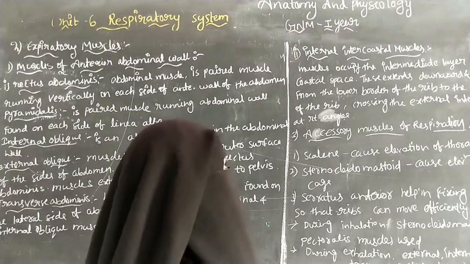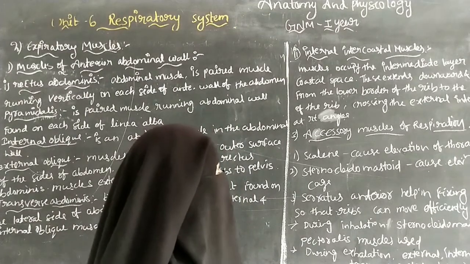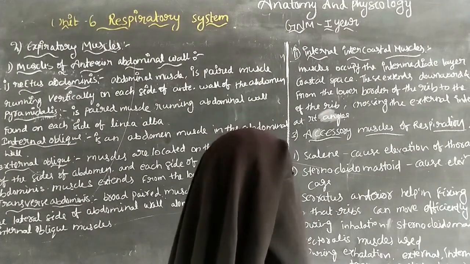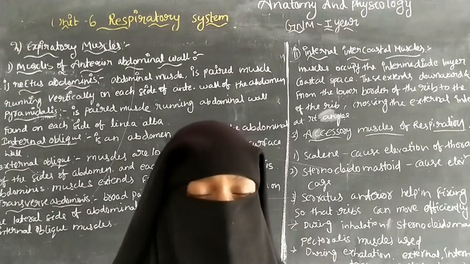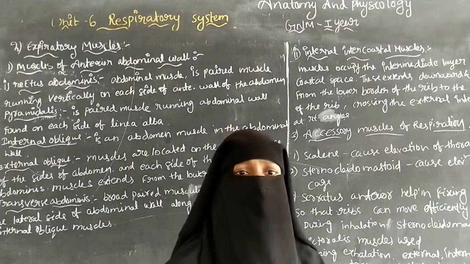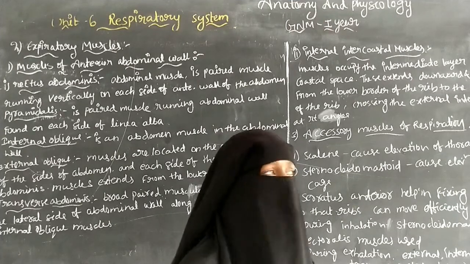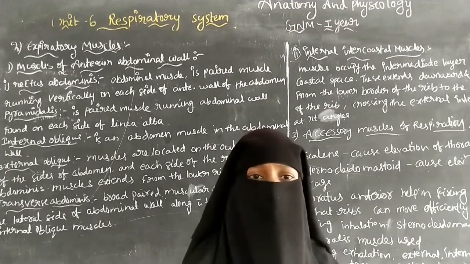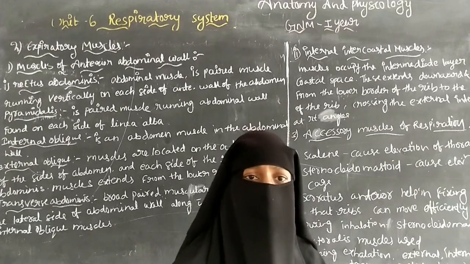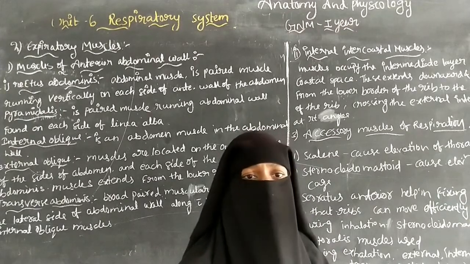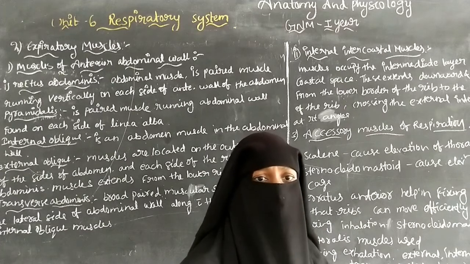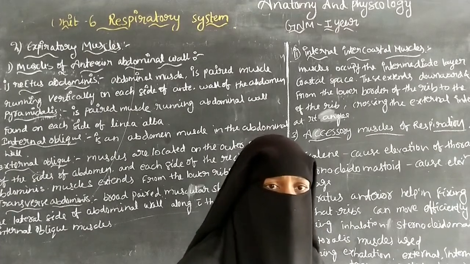So it is about the internal intercostal muscles. Internal intercostal muscles occupy the intermediate layer of the intercostal space. Intercostal space is nothing but the space between the ribs, so it is called the intercostal space.